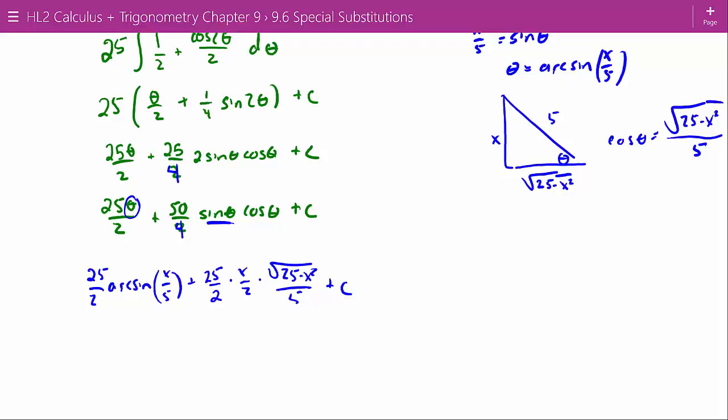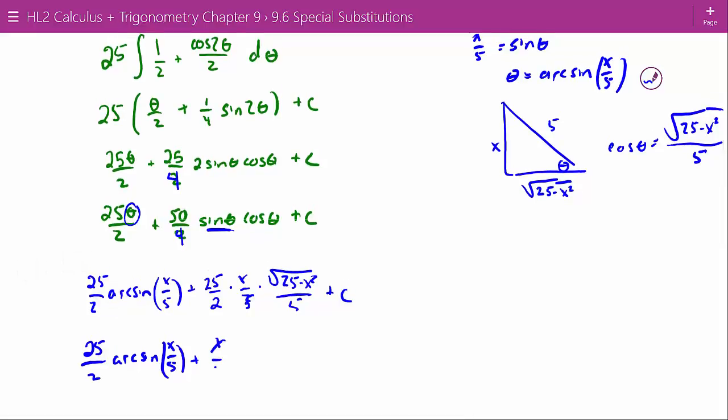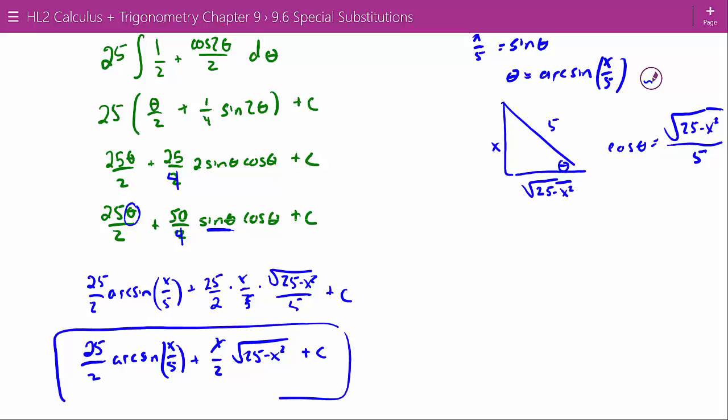And we could do a little bit of cleaning, a little bit of simplifying with that last term. It becomes x over 2 square root 25 minus x squared plus c. And there we go. We have just finished our first trigonometric substitution into an integral.